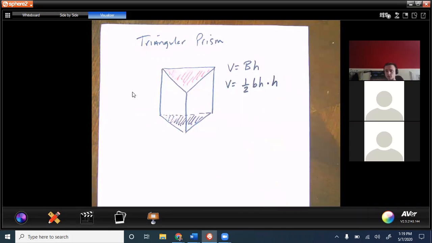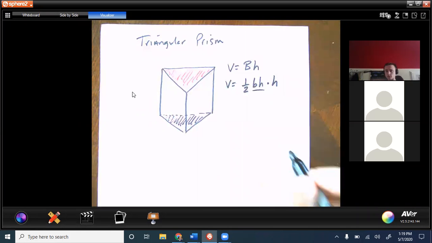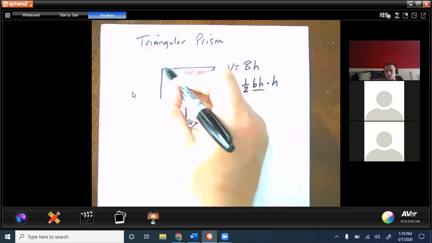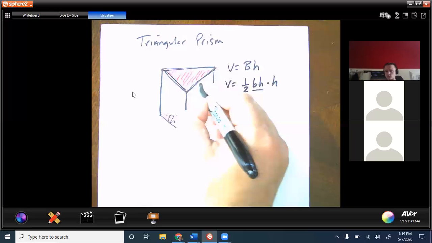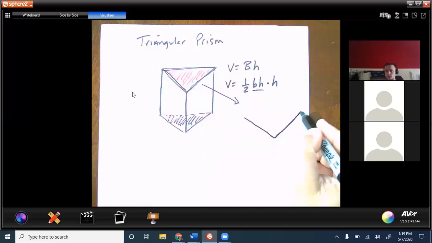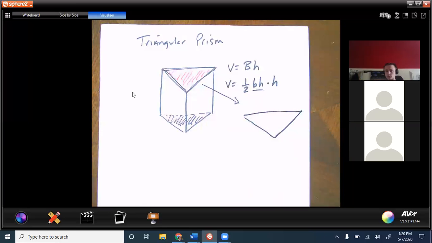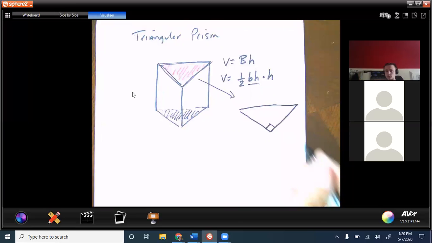times the height. So now you've got to be careful on that, because this base and height is dealing with this triangle. And so sometimes on these problems, you might see this again. It might be helpful to pull this triangle out and look at it separately. So if that happens to be a right triangle, that would make this real easy, because this would be our base and this would be our height.